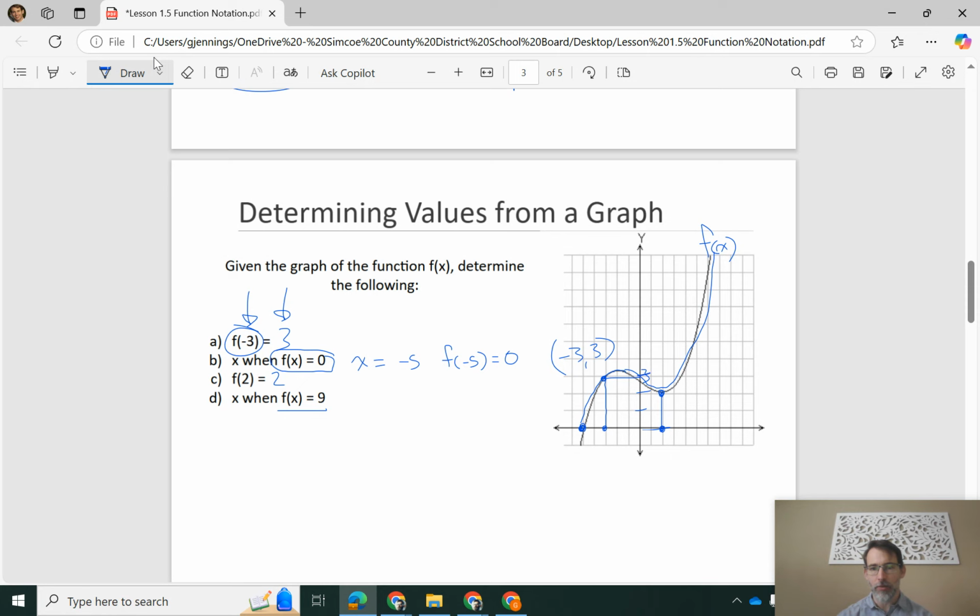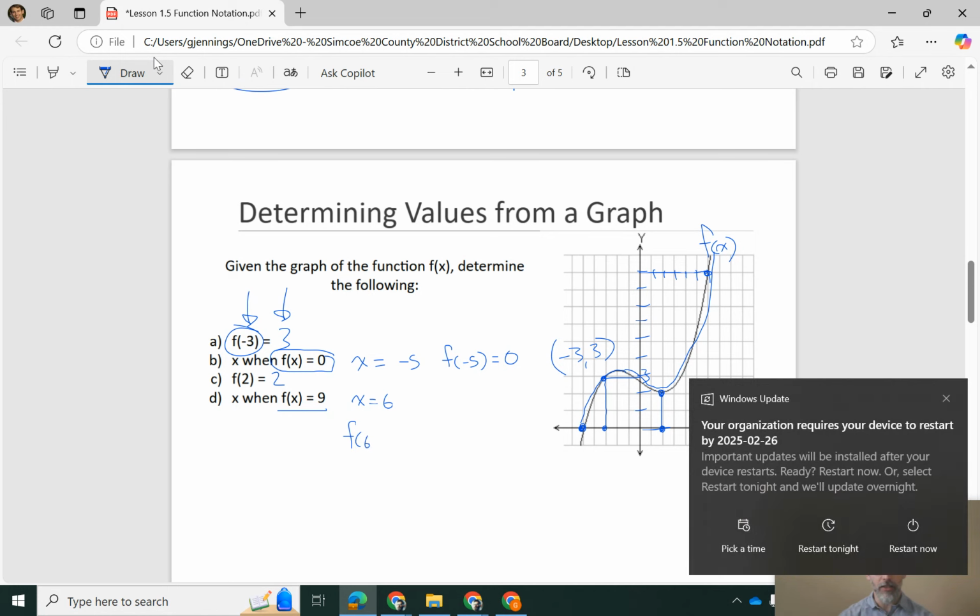There's 1, 2, 3, 4, 5, 6, 7, 8, 9. Go find the function. It's over here. That's 1, 2, 3, 4, 5, 6. So x equals 6 and f at 6 equals 9.